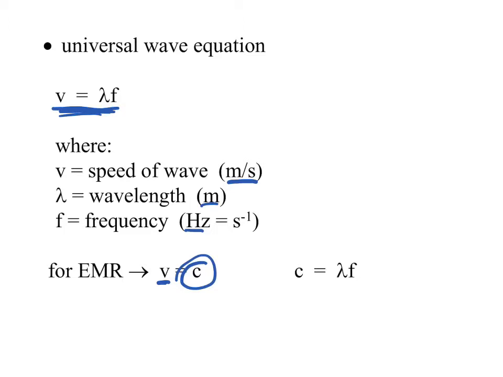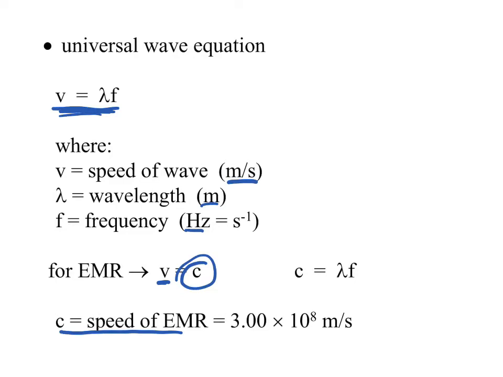What does c stand for? C stands for the speed of light, right? C is the speed of EMR, which is light, and it's 3 times 10 to the 8 meters per second. So that leads us to this version of the equation, which is the only one that's on your data sheet, but for the speed of light, you should just always know that it's constant. It's 3 times 10 to the 8 meters per second. So really, with EMR, our wavelength and frequency are going to change, but our speed is not.